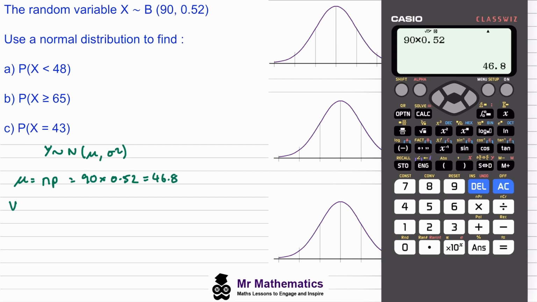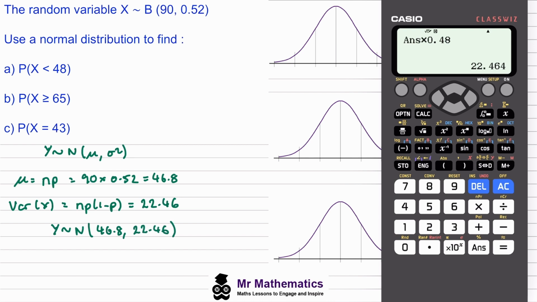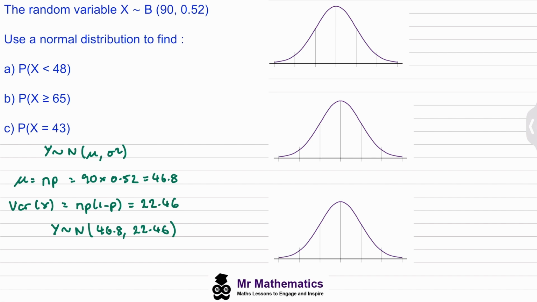And the variance of x is np multiplied by 1 minus p. So if we multiply this by 0.48, we get 22.464. I'm going to round this to 2 decimal places, so 22.46. So now for our normal distribution, we know that y is distributed normally with a mean of 46.8 and a variance of 22.46. Okay? So for part A, find the probability of x being less than 48.